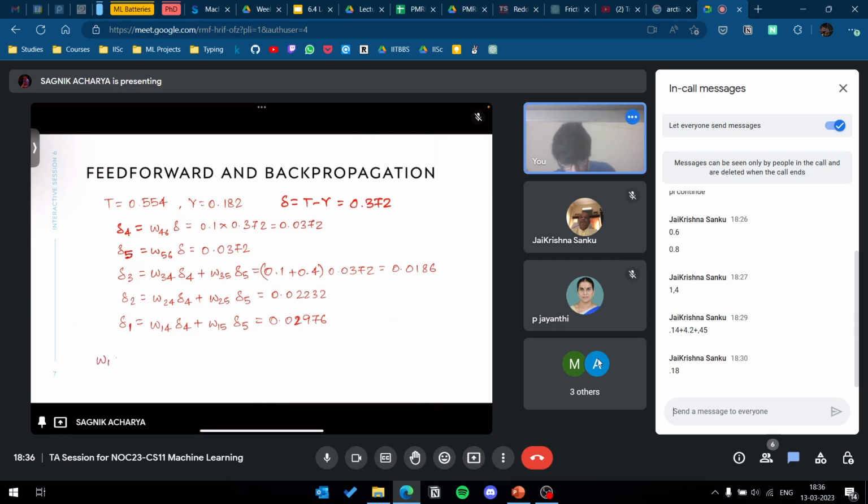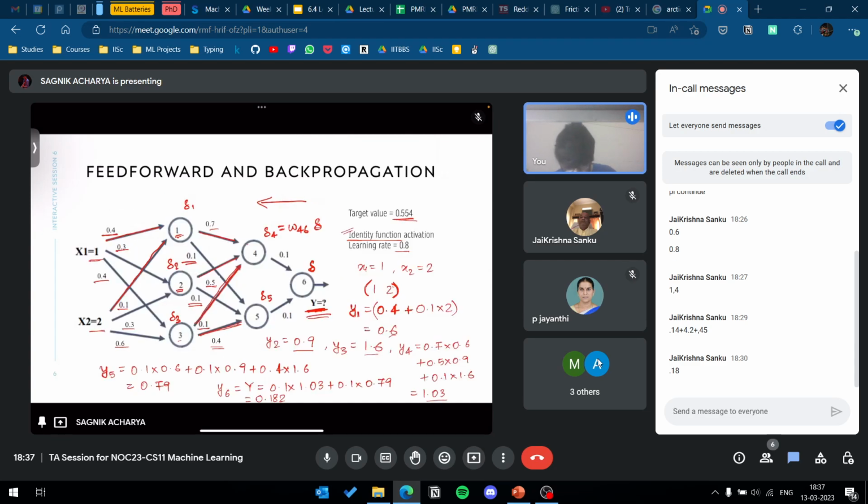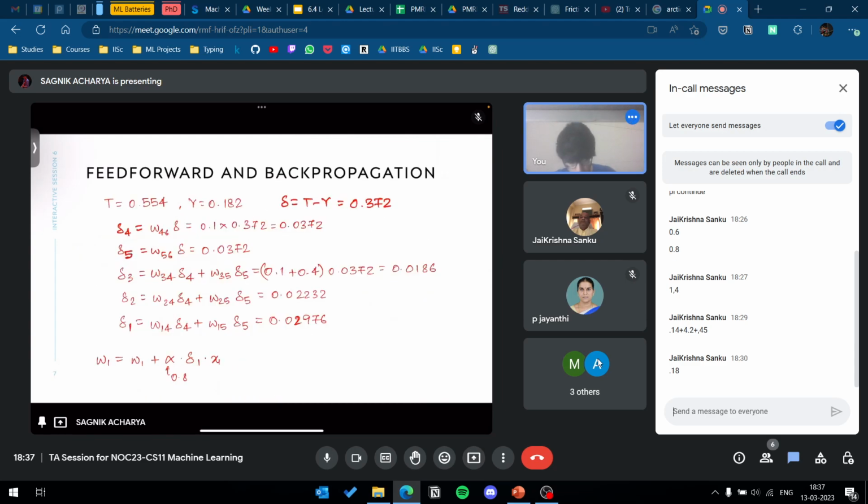So then w1 say gets updated to the previous value plus alpha times our delta, right? So we have our delta 1 times x1. Usually you would also have a derivative of the activation function here, but since our activation is the identity function, we don't have that. So anyway, alpha was 0.8, delta 1 we have got, x1 also we know, x1 is 1 and x2 is 2.